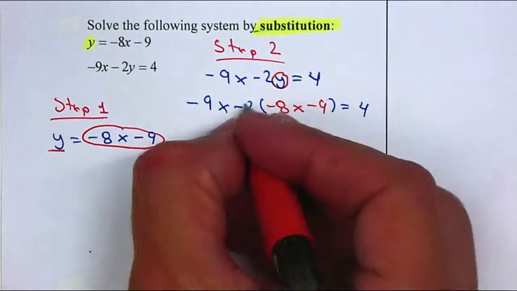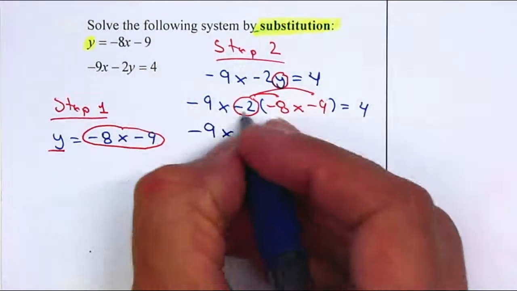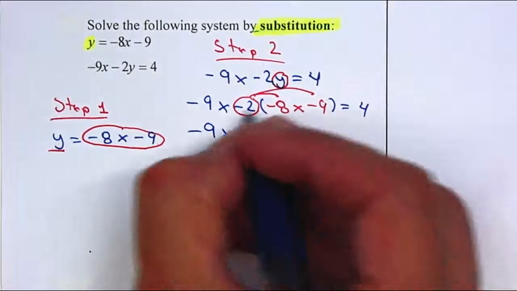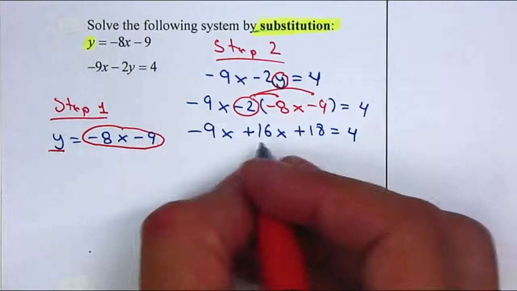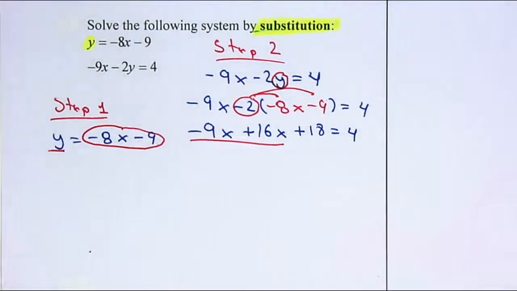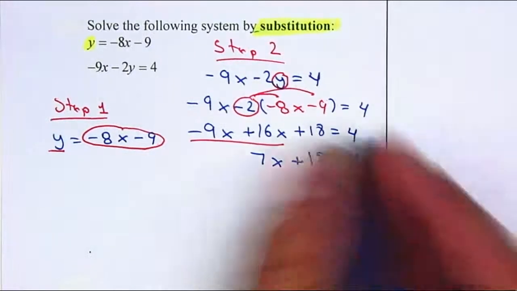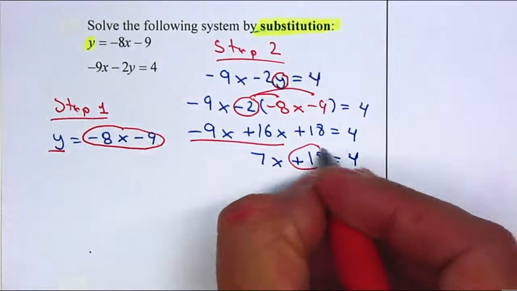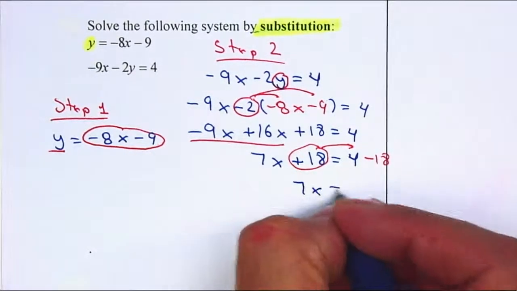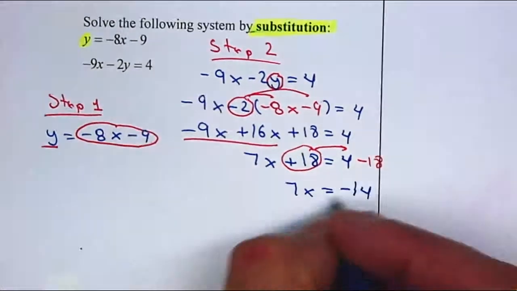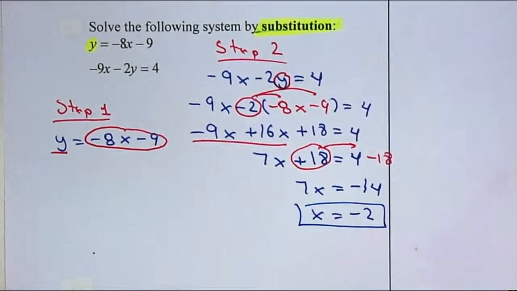And now I can solve for x. I'm going to use the distributive property to multiply. I have negative 9x plus 16x plus 18 is equal to 4. Before I start solving for x, I'm going to combine like terms. That gives me 7x plus 18 is equal to 4. Leave the x by itself. I'm going to move my 18 to the right, and it becomes negative 18. 7x is equal to negative 14. Divide by 7 on both sides. That will give me x is equal to negative 2. I found my x value.